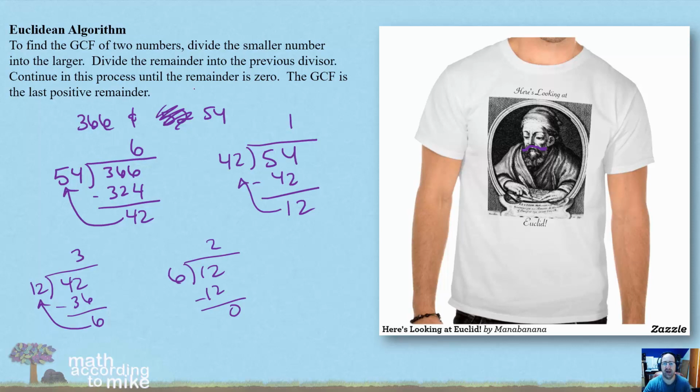So continue this process until the remainder is 0. Check. The GCF is the last positive remainder. The last positive remainder was 6. So 6 is the GCF.